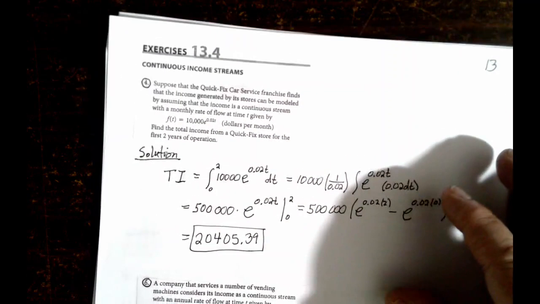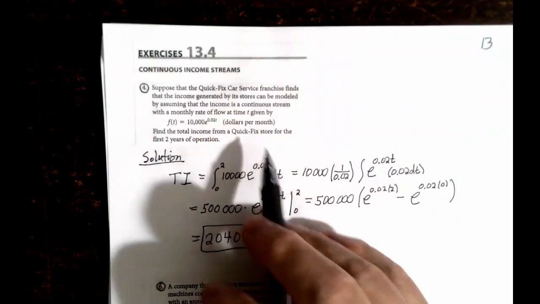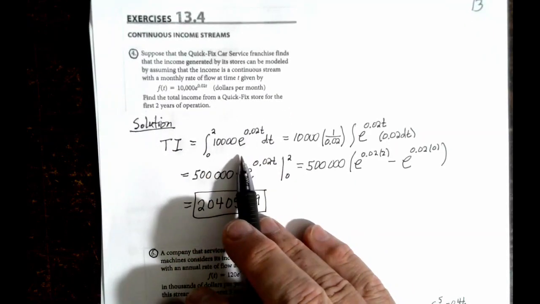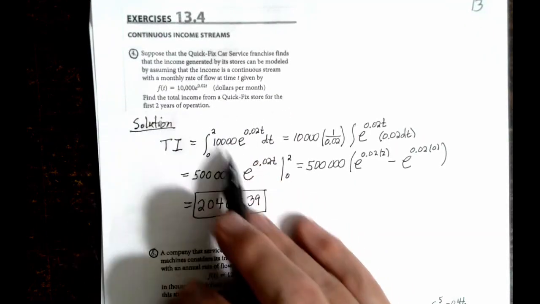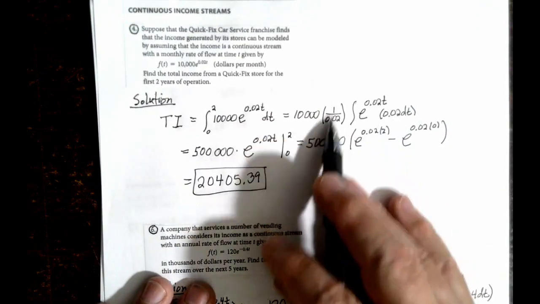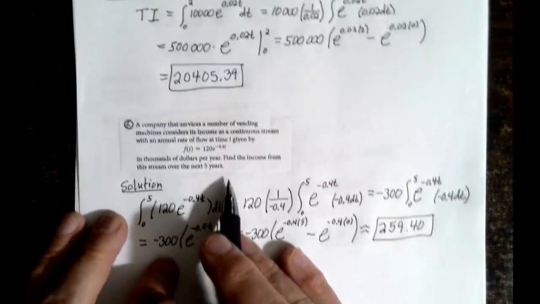Alright, so let's look at the similar questions from WebAssign. Question 4 says find the total income. So you integrate that guy from first 2 years, so 0 to 2. And you got to plug in a 0.02 and divide that out. And then you integrate and you get this number here.